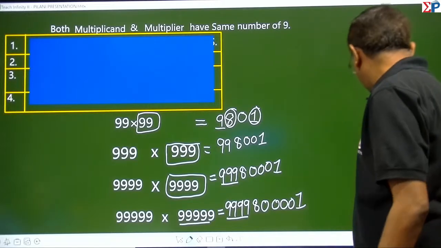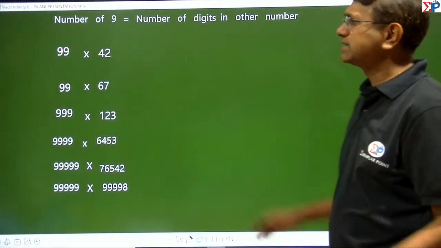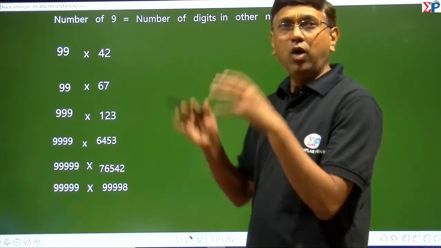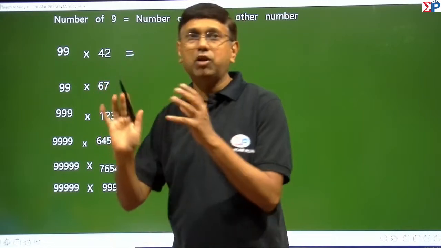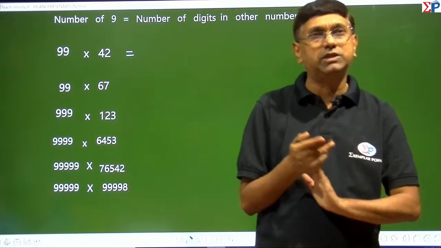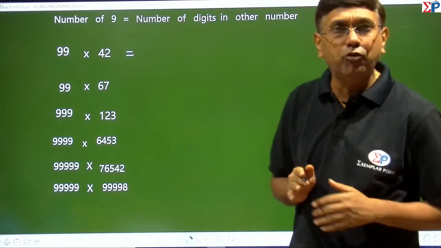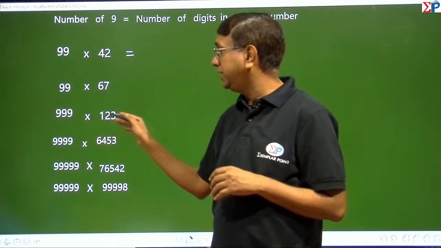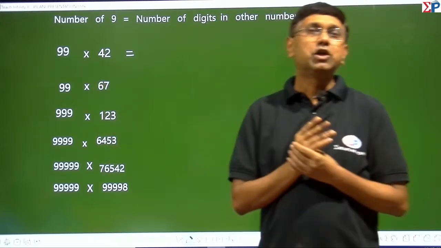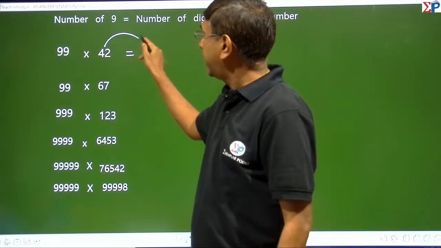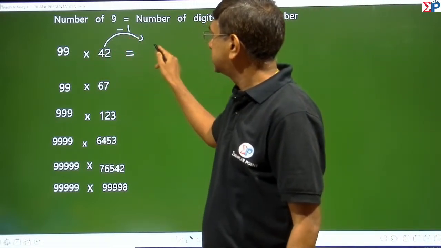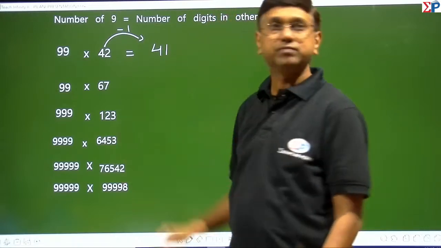So now we'll go ahead and discuss this simple concept. Now the 9s are the same as the number of digits. The number of 9s is the same as the number of digits. So 99 into 42, or it can be 999. So both will have the same. The answer is just one step. You leave the 9s right here, minus 1 just. So you'll get 41. Simple.